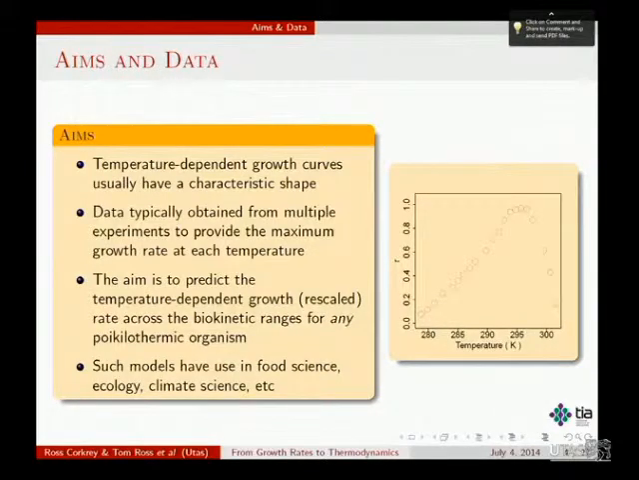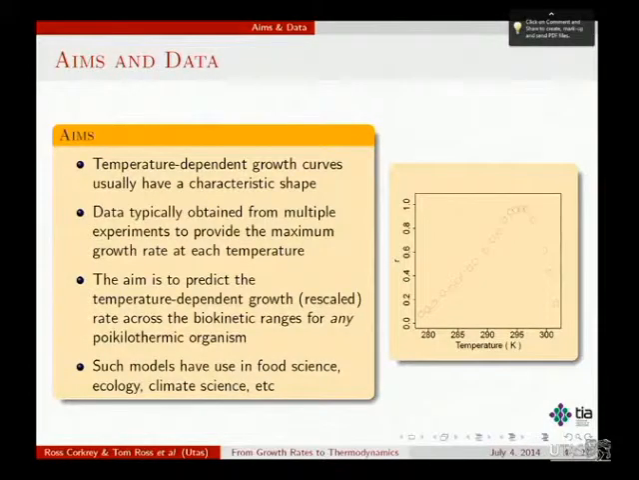But the original inception was, how do microorganisms respond to temperature changes? Because that's really relevant to the spoilage of food. The faster they grow, the sooner it goes off. Or to the safety of food. The faster the microbes grow, the bigger the chance that you'll get sick if you happen to eat some that are contaminated with pathogens.